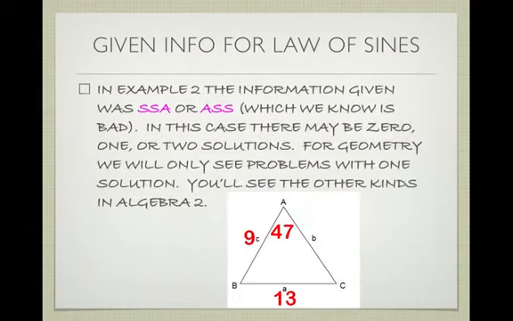Now in example 2 you were given an angle-side-side situation, and we know that there is trouble whenever we deal with angle-side-side. So in this case you may have no solutions, one solution, or two solutions. It's very sophisticated trigonometry that you'll study in Algebra 2. For us in geometry, we'll only do the one solution.